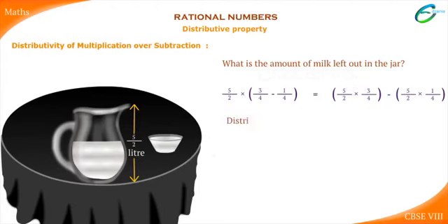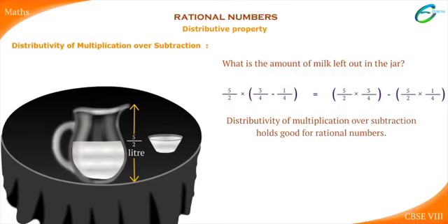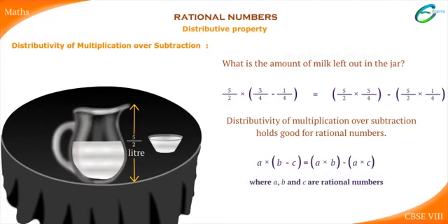We can see that the distributivity of multiplication over subtraction holds good for rational numbers. That is, A into (B minus C) is equal to A into B minus A into C.